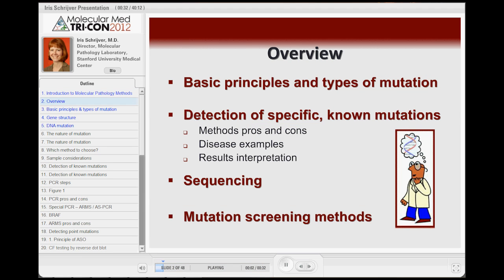So I'm going to give you an overview first of the basic principles and types of mutations that we encounter in the molecular lab, the detection of specific known mutations, the method's pros and cons, and I will provide lists of those in the context of disease examples, and then we'll do some interactive results interpretation as well. Don't worry, I won't put you on the spot, but if you want to interact, then please do. And we'll also talk about sequencing and about mutation screening methods.